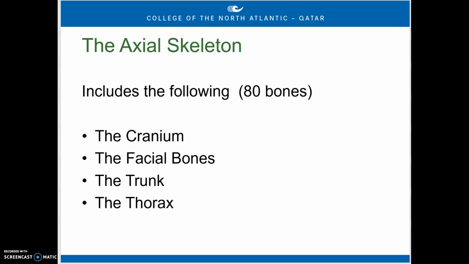So the axial skeleton, of course, is going to include about 80 bones, and including those are going to be the bones that make up the cranium, the facial bones, the trunk, and the thorax. So 80 bones in total, and the axial skeleton are the bones that we can pretty much find on the axis, the main axis of the skeleton.